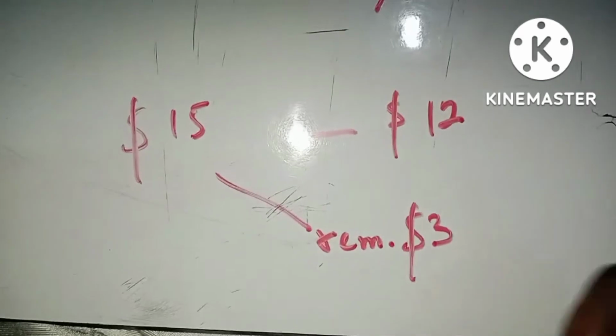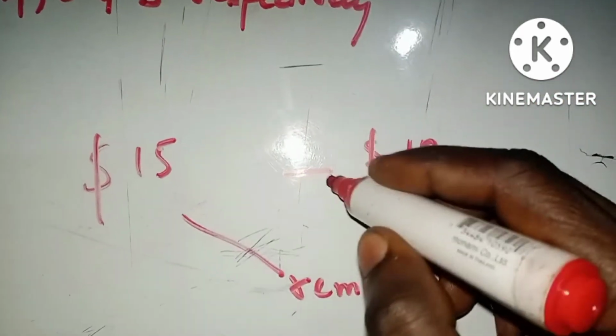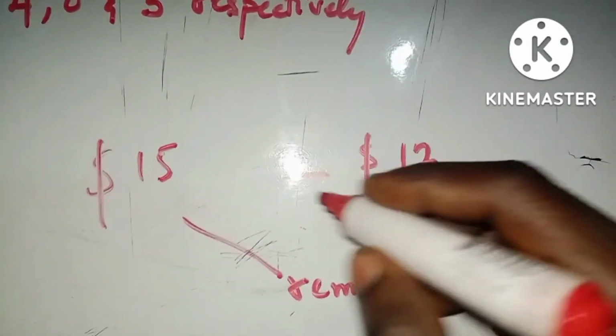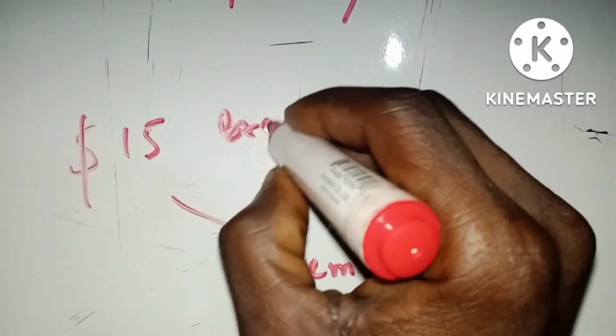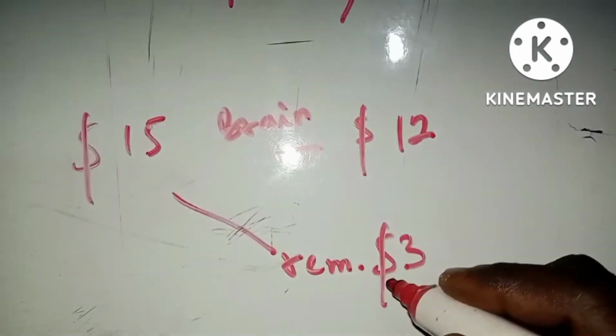So assuming there's a machine that helps us to determine the remainder. What I'm saying here is, let's say your brain is in between, right? So this is your brain. Your brain tells you that if you take away this thing, you are going to be left with $3.